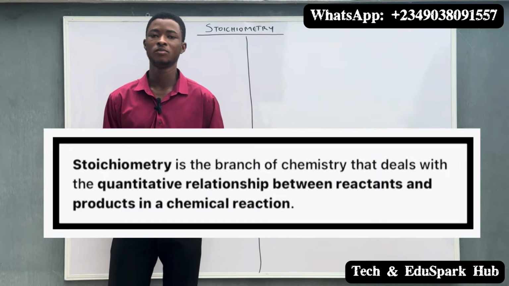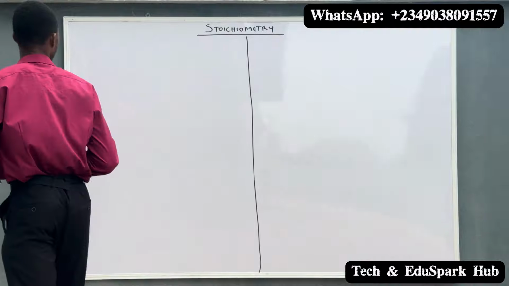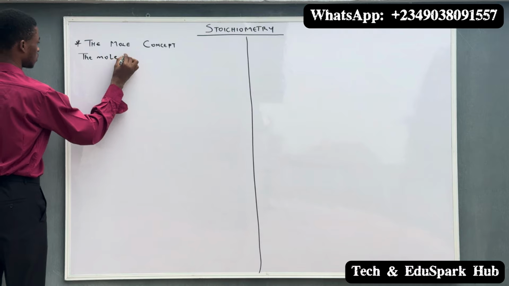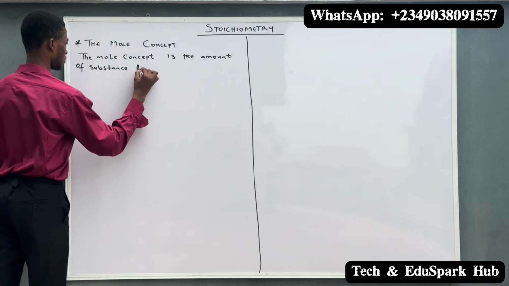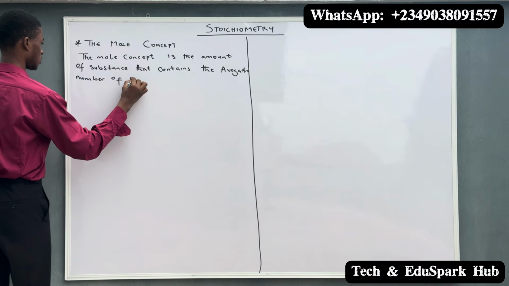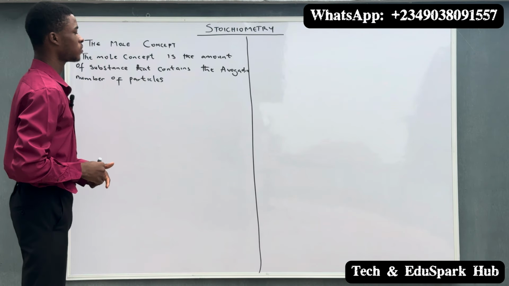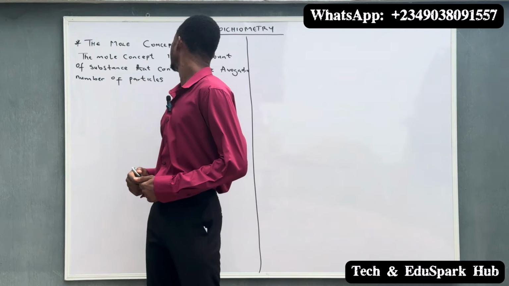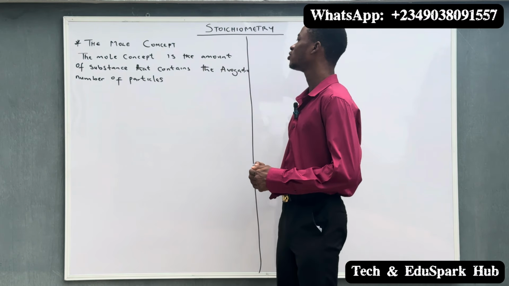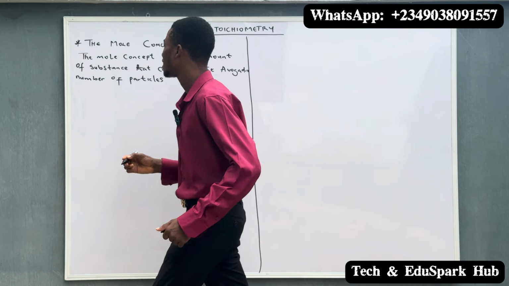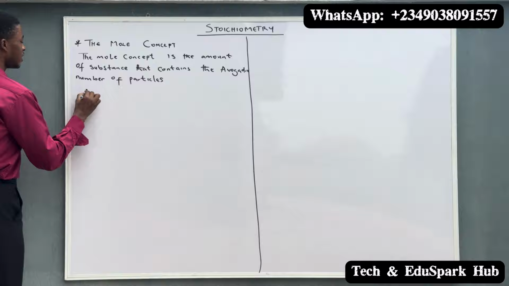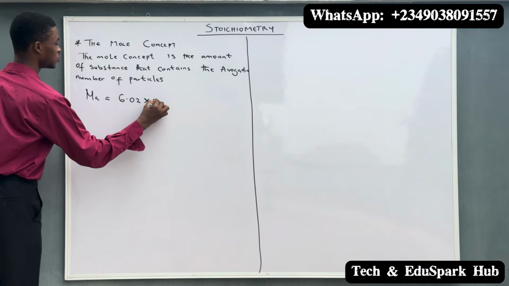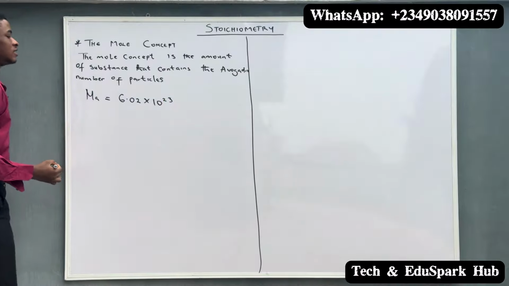So let me just put that down on the board. So this is a simple definition of the mole concept. The mole concept is the amount of substance that contains the Avogadro's number of particles. So we can say the mole concept mathematically, we have NA equal to 6.02 times 10 raised to power 23. So this is the mole concept.